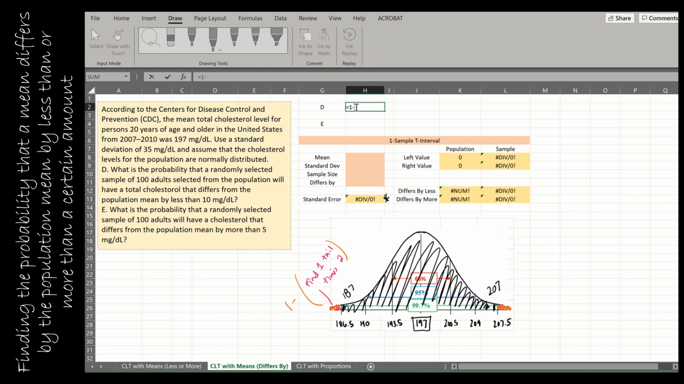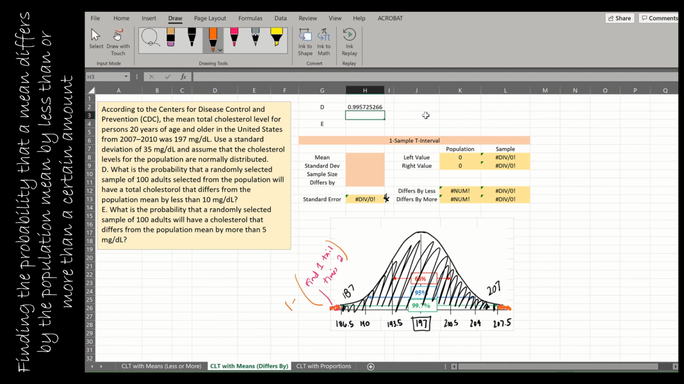Equals 1 minus, because that's going to take away whatever I find for my 2 tails, and then 2 times norm dist, and again 2 because there's 2 tails that are completely equal. You could find each one separately, but that would just take more work. X is going to be 187 because again that's the value that would be 10 to the left. So that's the only actual math I had to do. The mean is 197. The standard deviation is 35 divided by the square root of 100, and always cumulative.